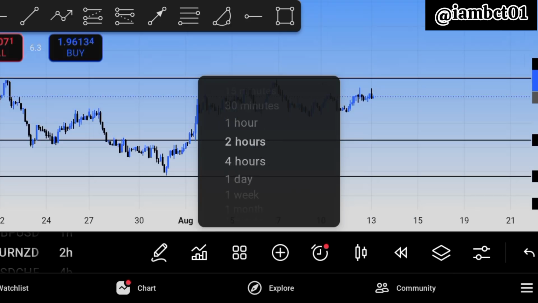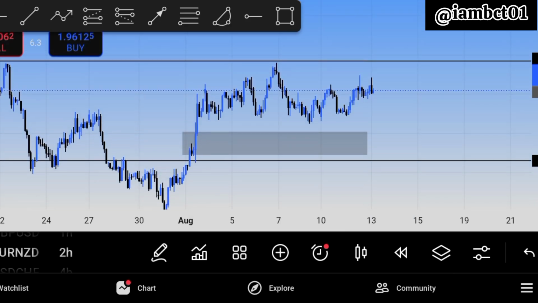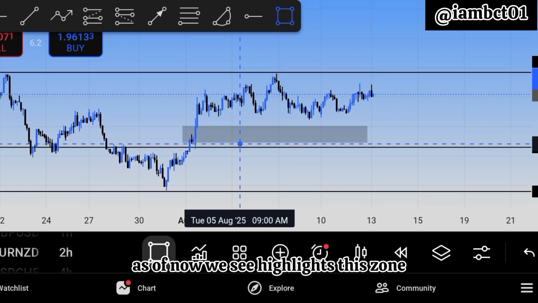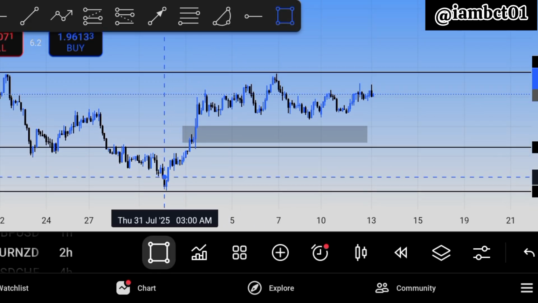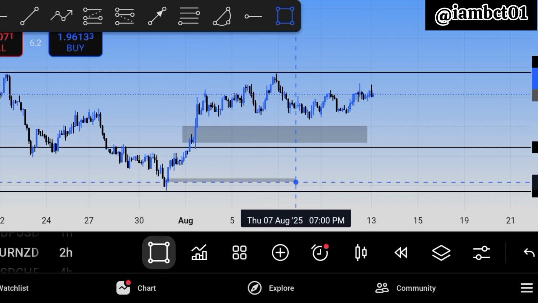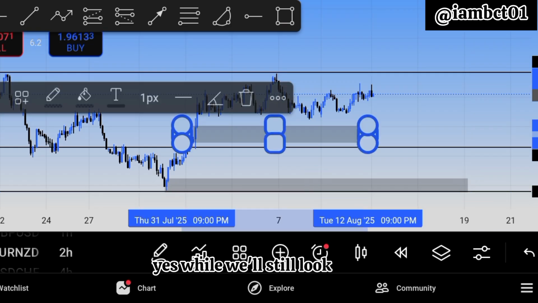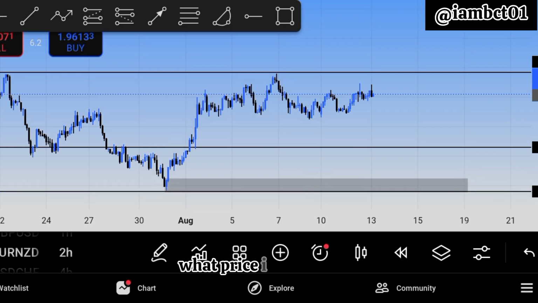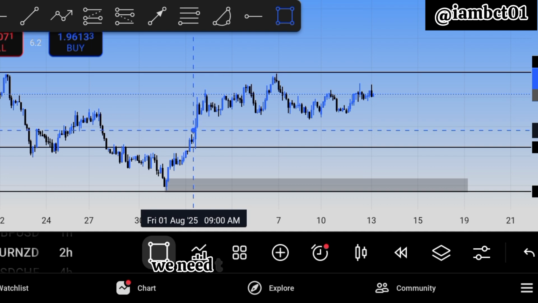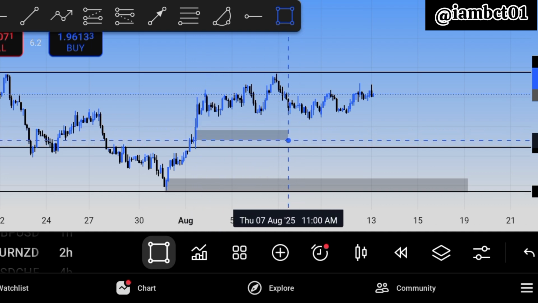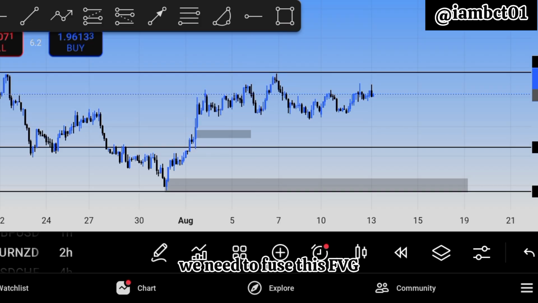So as of now we still highlight this zone and we'll keep waiting for price to get here. Yes, while we'll still look out for what price is going to do when it fills this other block, when it fills this FVG and comes to the zone.